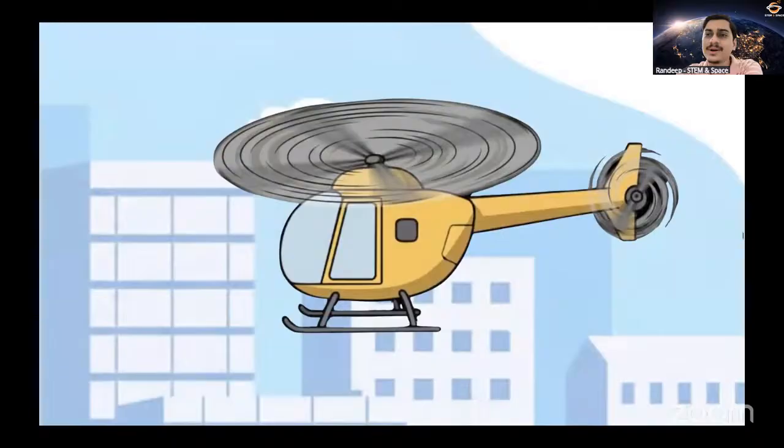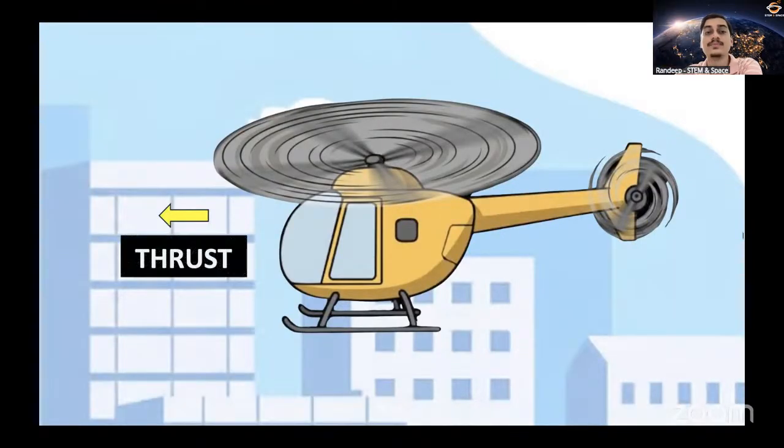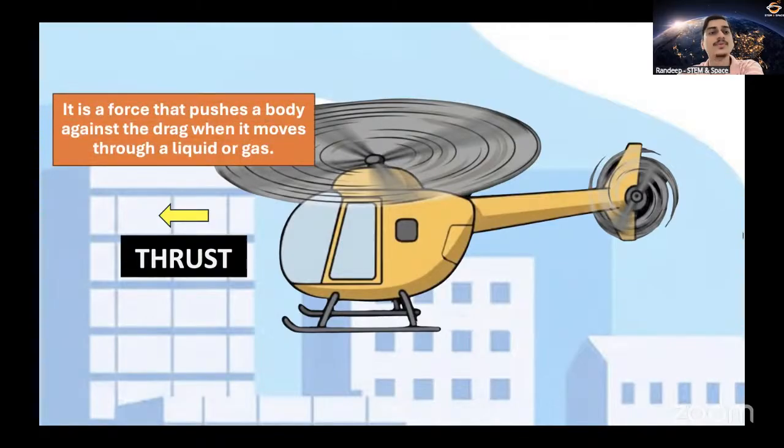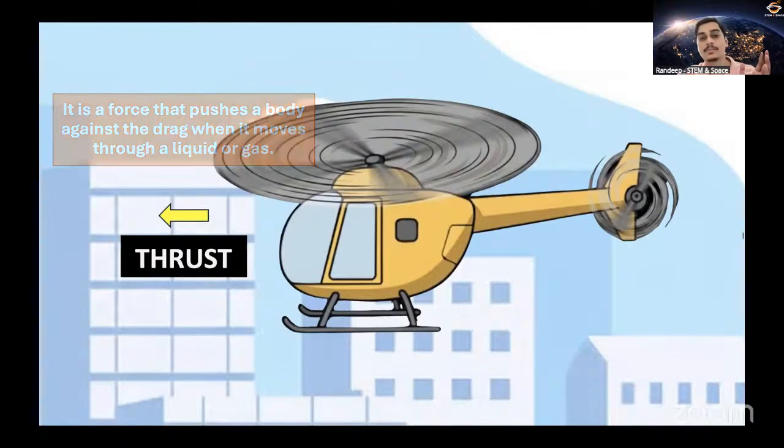Now our helicopter has come into the air, but now it needs to move forward. So for moving forward, the third force that gets generated on this is called the thrust. It is a force that pushes a body against the drag when it moves through a liquid or a gas. All the thrust gets generated due to the power that is present in the engines. Just like our bikes, just like our cars, helicopters also have engines. So the engines generate the power that creates the thrust and takes the helicopter forward.